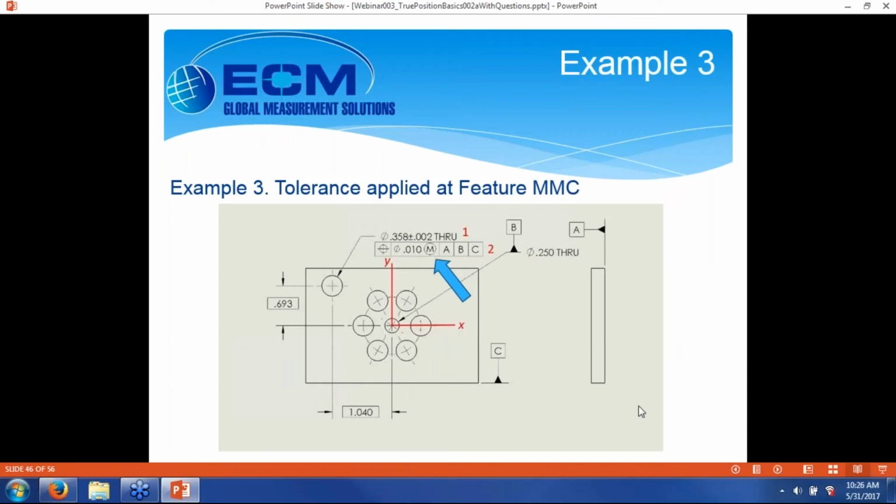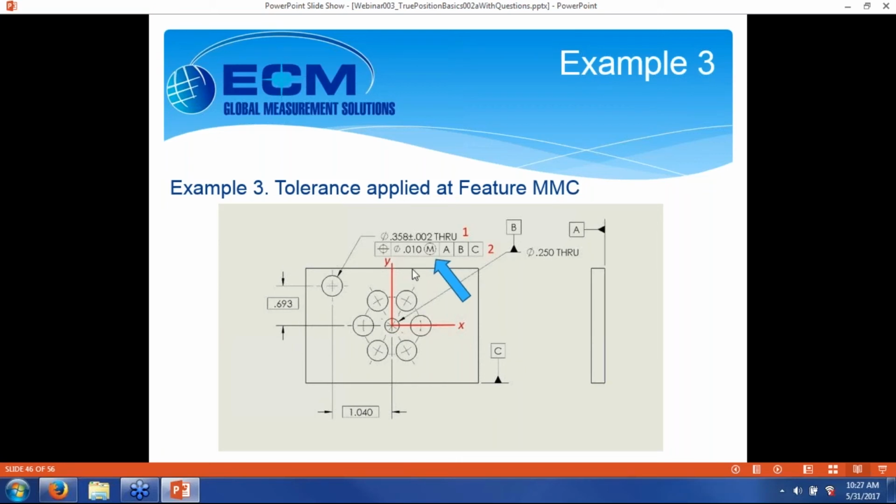Okay, example 3. We're just going to talk real quick about trying to calculate tolerances, whether or not a part conforms when tolerances are applied at maximum material condition for the feature. The procedure for datums is different. Don't try to take this procedure and use it on datums. And that's a whole other subject, a little more complicated, and there's a few extra things to think about. So we're just talking about features right now.